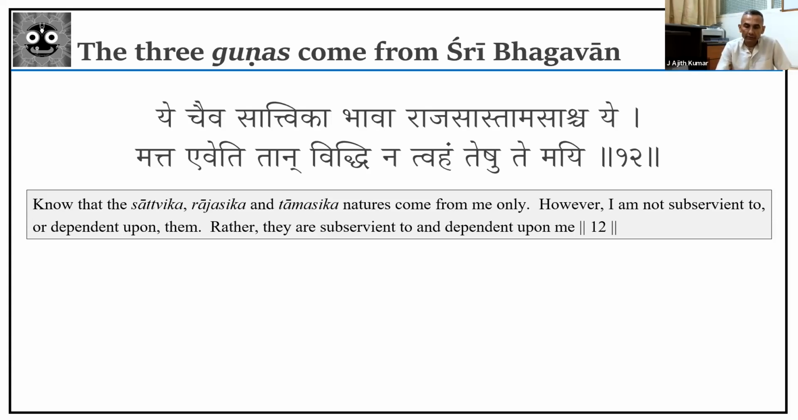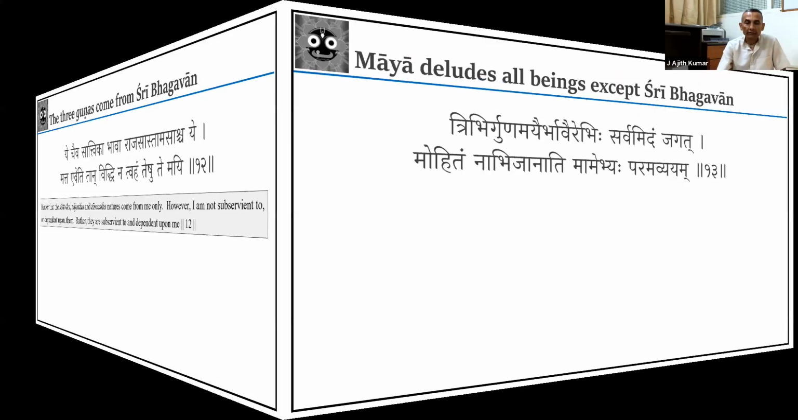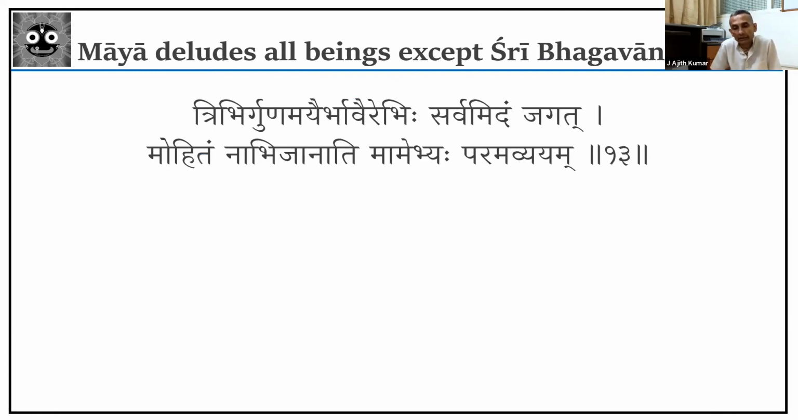So this is the introduction he gives, and then he goes on. He says, Tribir gunamayer bhave, ebihi sarvamidam jagat, mohitam na bijanati mamebhya paramavyayam. He says, Tribihi gunamayahi bhavayihi. These three natures, which are gunamaya, are made of these gunas. These three natures come from these three gunas. By these, sarvamidam jagat, this entire universe, mohitam, is deluded. Sare jagat ko moh mein dal diya hai, in teen gunon ne.